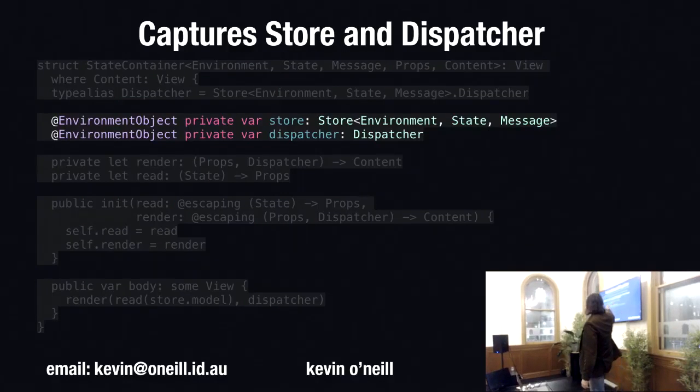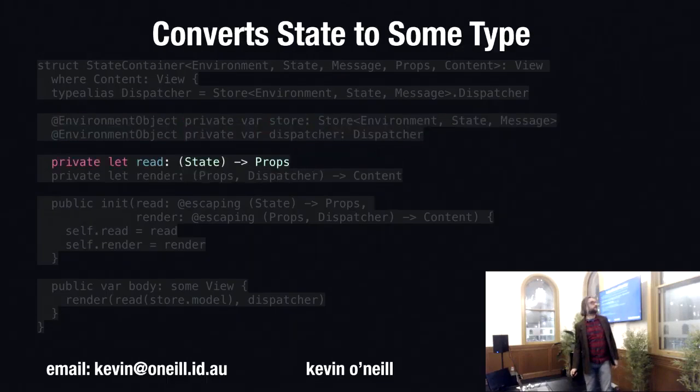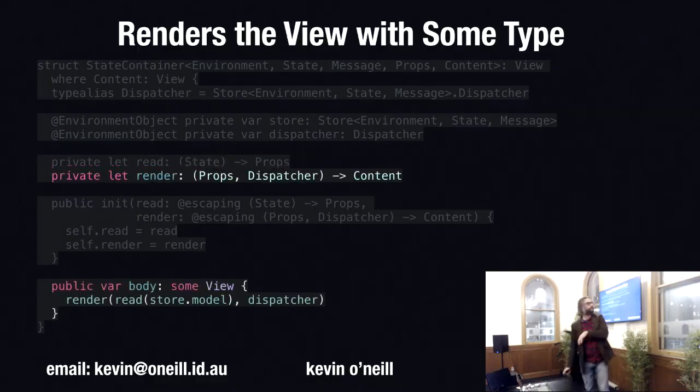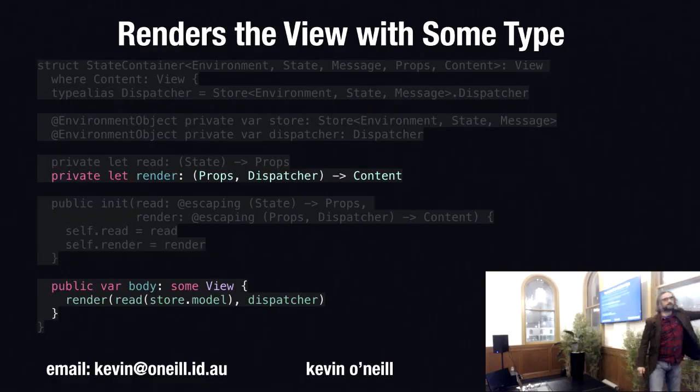So the state container captures the store and the dispatcher. You provide a method to read the state to some other type that you want in your view. Then a render function takes that captured state and a dispatcher, and renders your view. And you can see that ends up down here as this signature here.